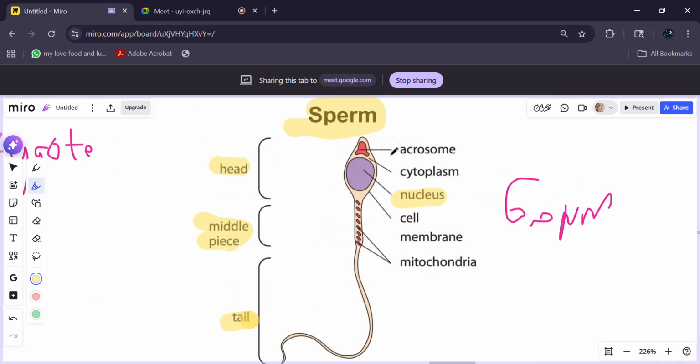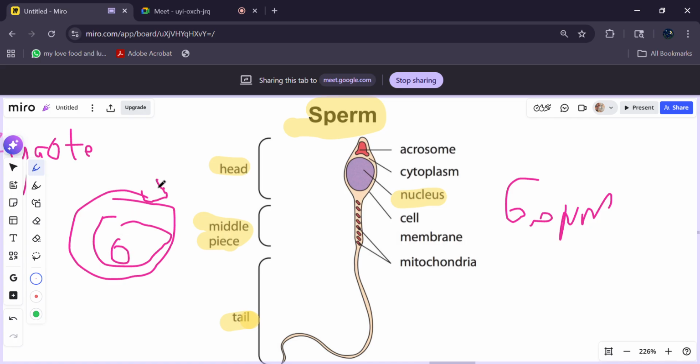Now, what they're trying to say is, during fertilization, when the sperm cell reaches the egg, which is known as the female gamete, this acrosome is in charge. It is a vesicle that contains enzymes. Now these enzymes are in charge of breaking down the egg's membrane to allow the sperm to penetrate the egg during fertilization.